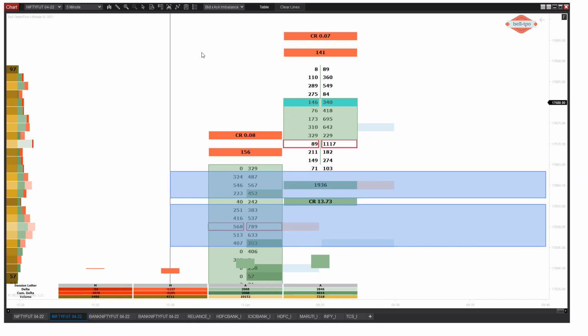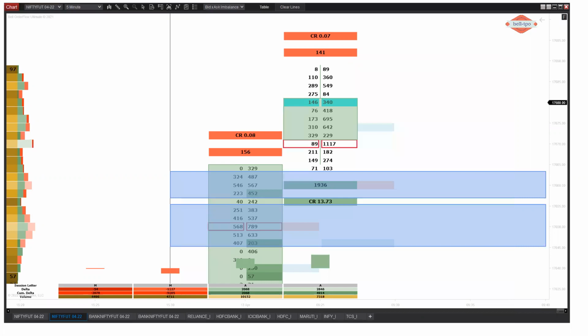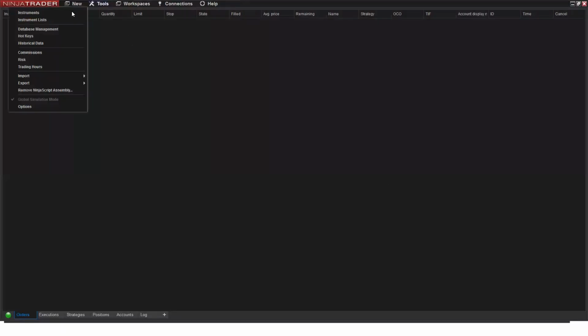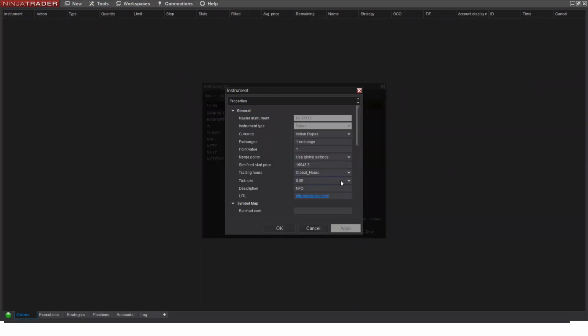If I right click and go to the indicators, I can simply key in the value 40 as the brick size. If I set 40 as the brick size, obviously this 40 will be multiplied by the tick size, according to the NinjaTrader instrument settings. Every instrument has an internal tick size. If you are very new to NinjaTrader, I'm using NinjaTrader 7 here. You can go to Tools, Instrument Manager, type Nifty future, and then edit it to check the tick size.